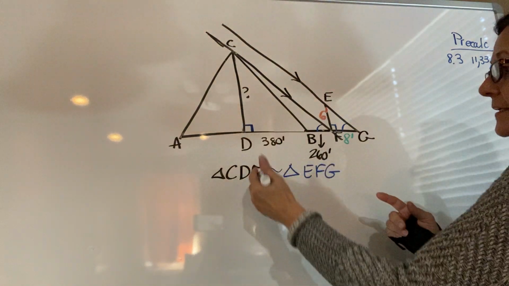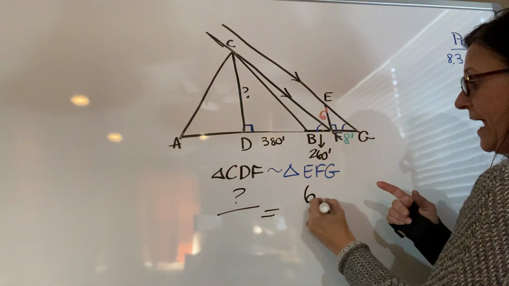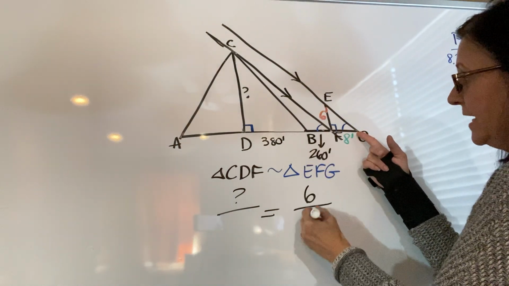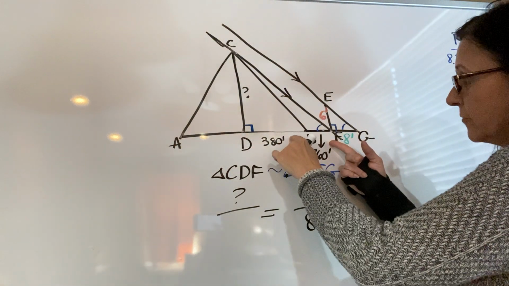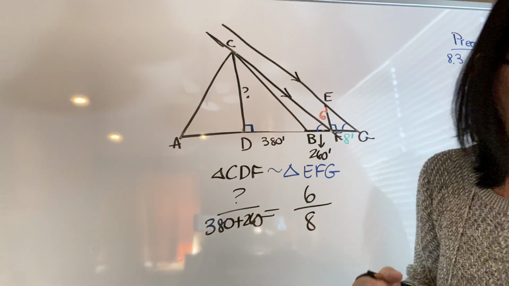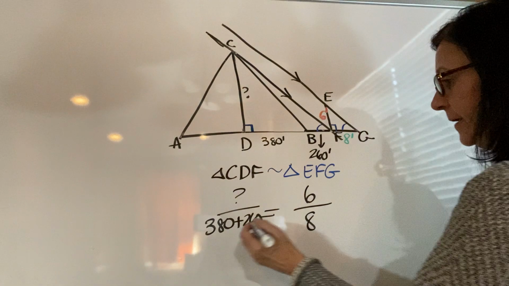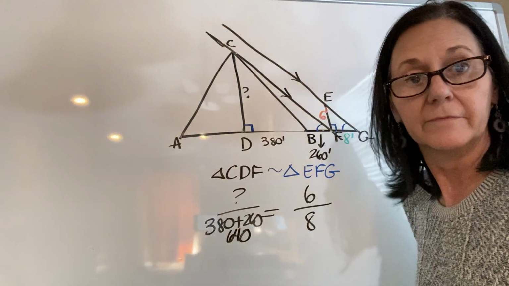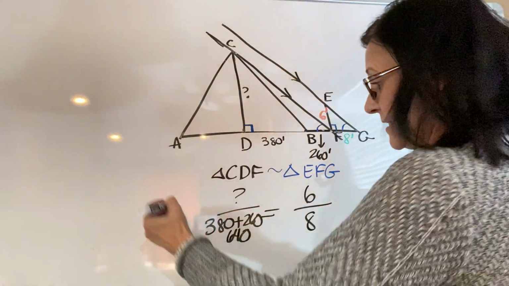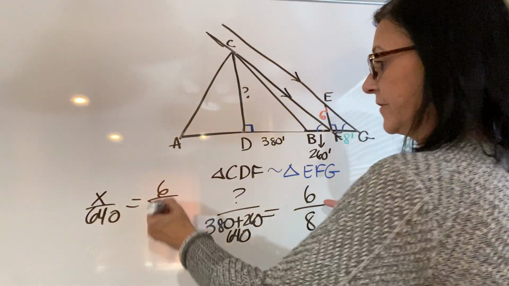All right, so the height, which is the question mark, goes with the 6, the height of the staff. Now the base side of this triangle is 8, and it corresponds to the 380 and the 260, which that total I went ahead and added was 640. So that's 640. Now I can use the proportions. We'll make this x over 640 equals the 6 over the 8.